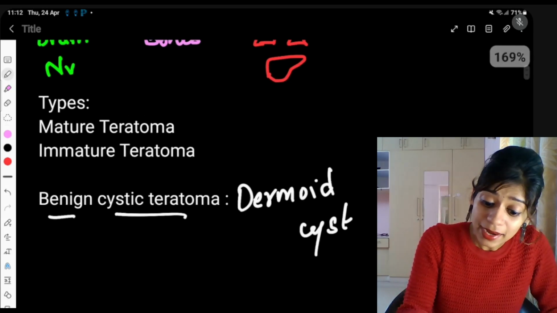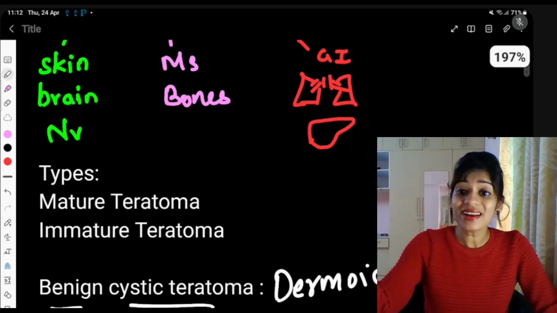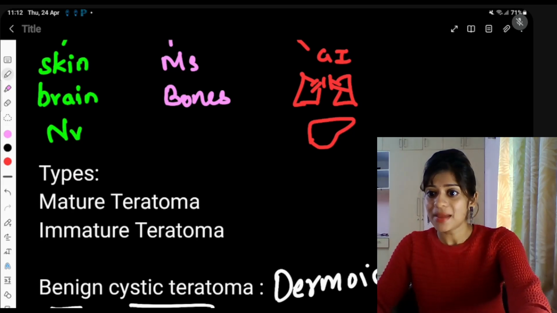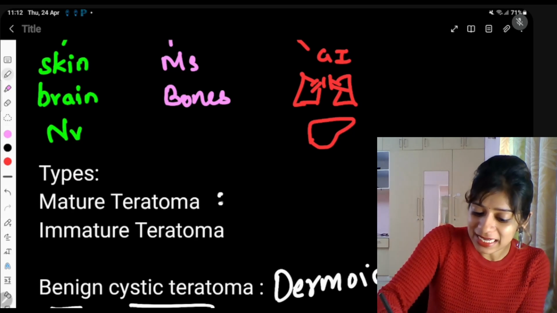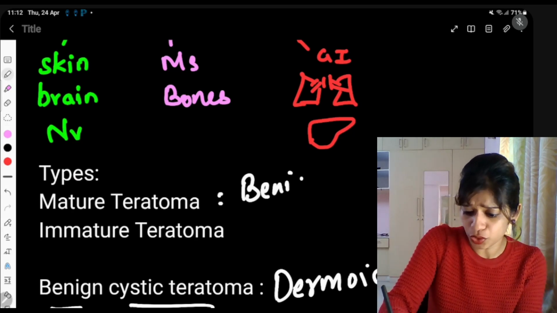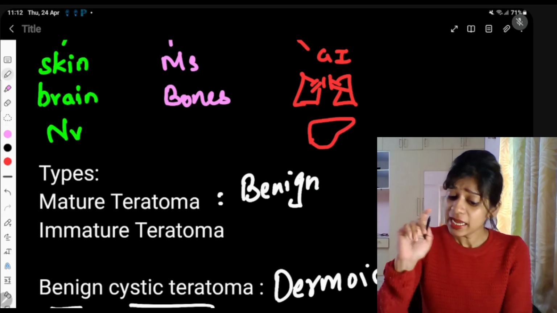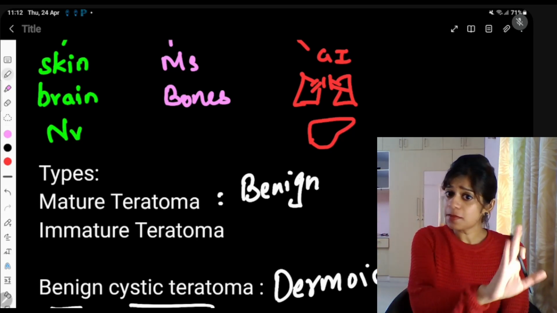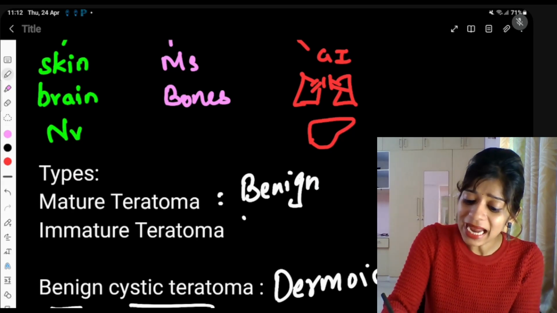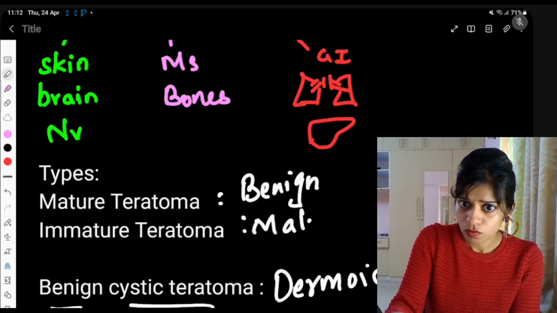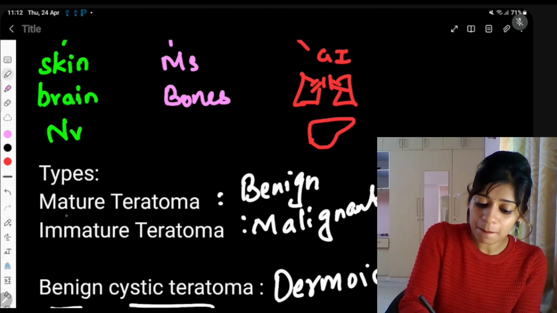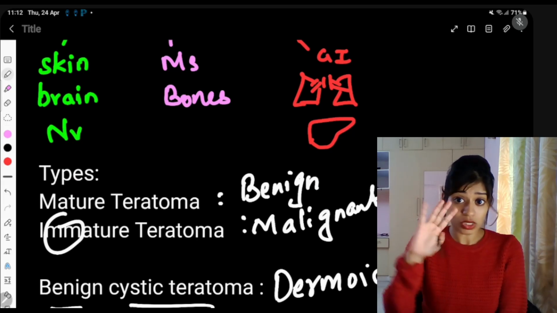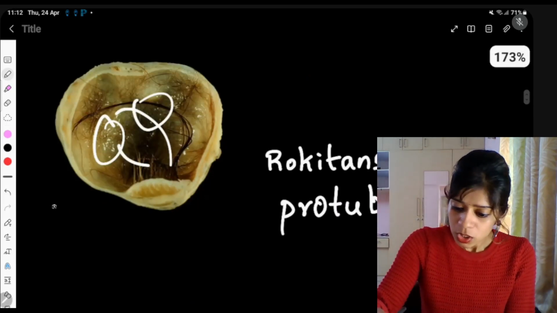Now remember, teratoma can be mature teratoma or immature teratoma. See, mature teratoma means it is benign. Okay, that's all you should know. Mature teratoma is what? It is benign. If somebody tells you this is immature teratoma, then you will remember that it is malignant. Okay, so how will you remember? See, immature has got two M's in it. So that is malignant. Remember that. So you saw the picture.